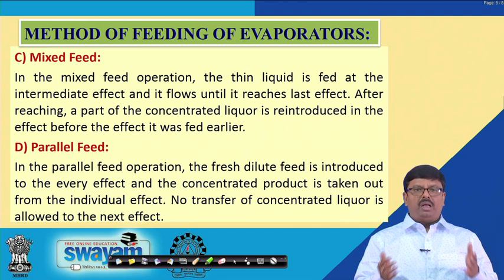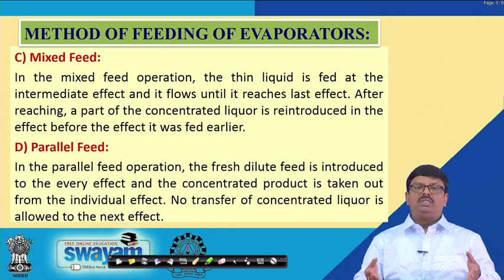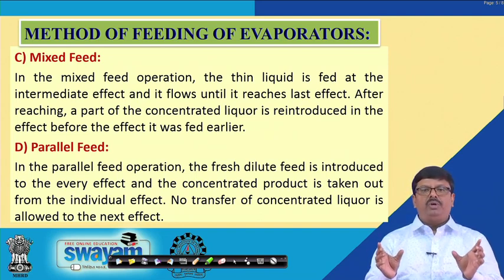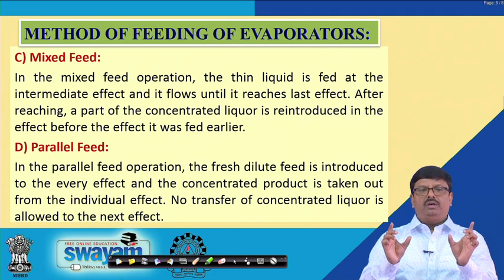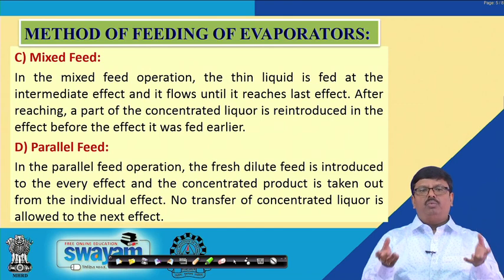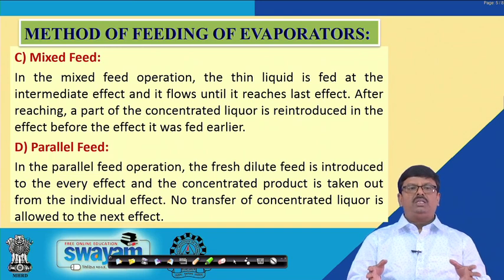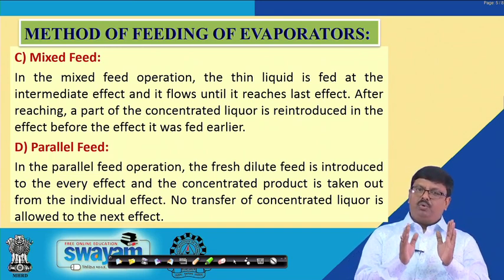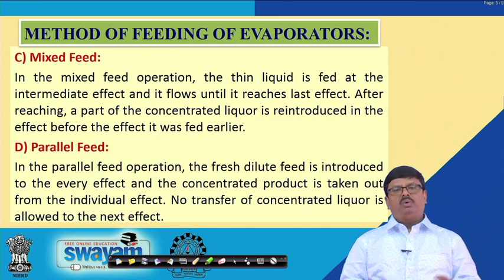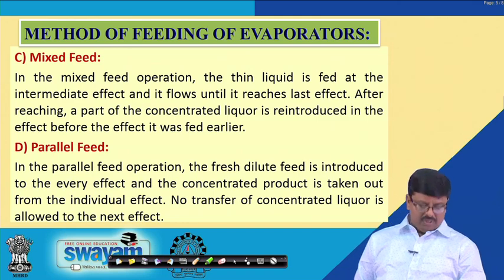And parallel feed. In parallel feed operations, considering the same example of a unit consisting of 3 different evaporators, in every evaporator we have to introduce the feed, and the product or concentrated liquor obtained from the bottom of each evaporator is taken out from that individual effect, and no transfer of concentrated liquor is allowed to the next effect. Basically, the thick liquor you get from the bottom of the evaporator will not be allowed to pass on to the next effect. So, this is basically the parallel feed.